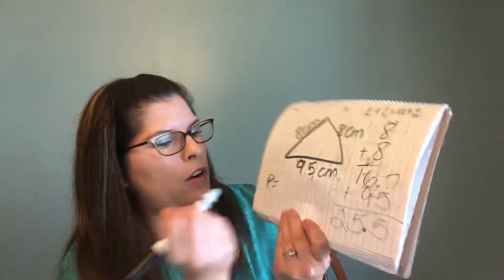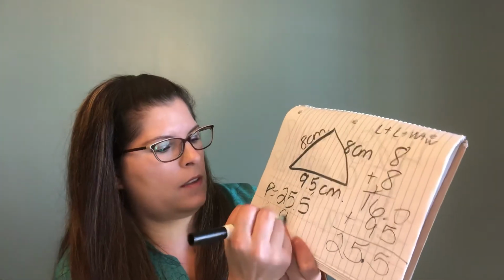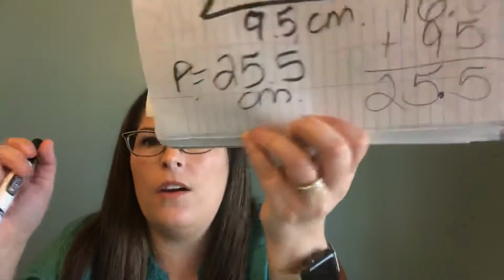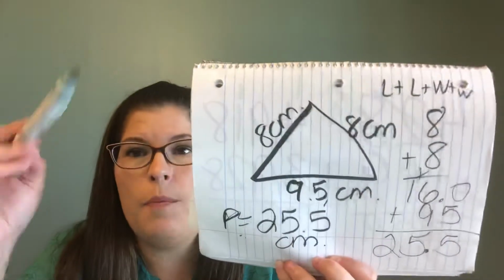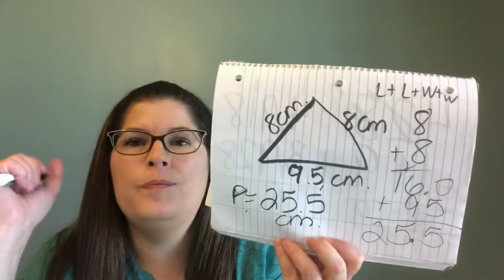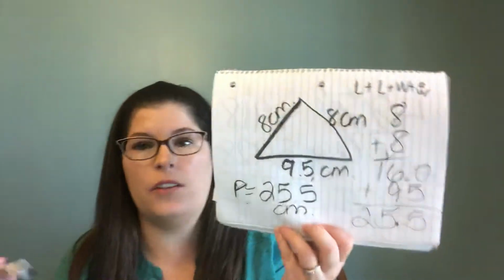So what is our perimeter of this triangle? The perimeter equals 25.5 centimeters. You don't have to square this. This is not area. I know this is really sloppy. This is not my best work here. So you do not need to square it, but you just add all the sides together to get perimeter.